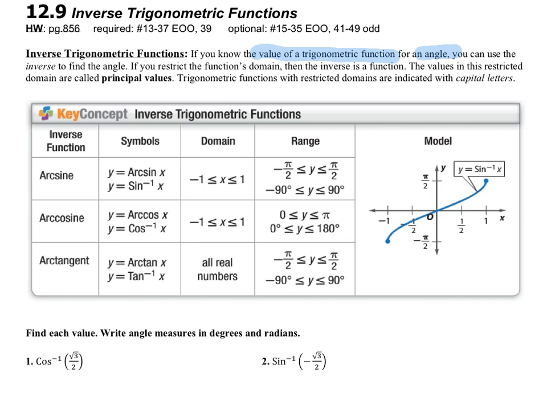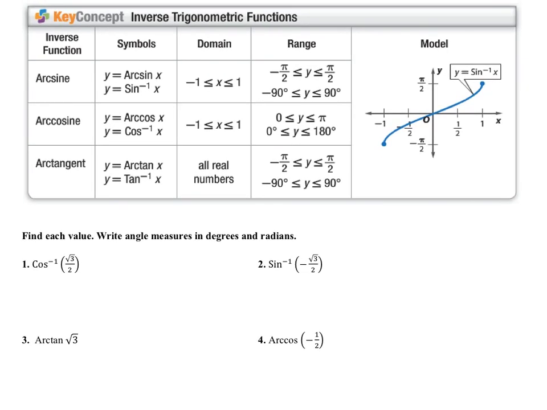All right, and then an important thing is if you are given capital letters with the trig functions, that means there is a restricted domain. So let me explain what that means. So let's say we have a unit circle. So if I asked you, where does cosine equal rad 2 over 2? So you would say right here, but that's not the only spot.